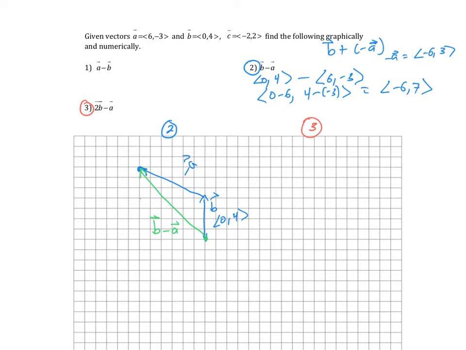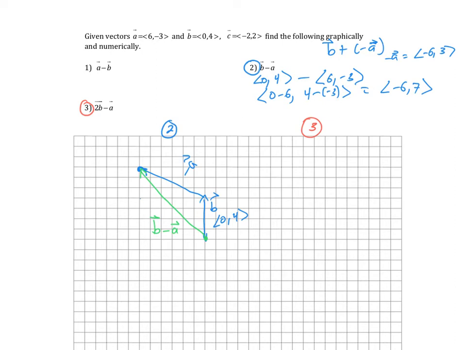Let's check to make sure it's right. We thought this was supposed to be negative 6, 7. So let's count. 1, 2, 3, 4, 5, 6 to the left and 7 up. Let's see if that works. 1, 2, 3, 4, 5, 6, 7. So we did it correctly. All right, let's do number 3.